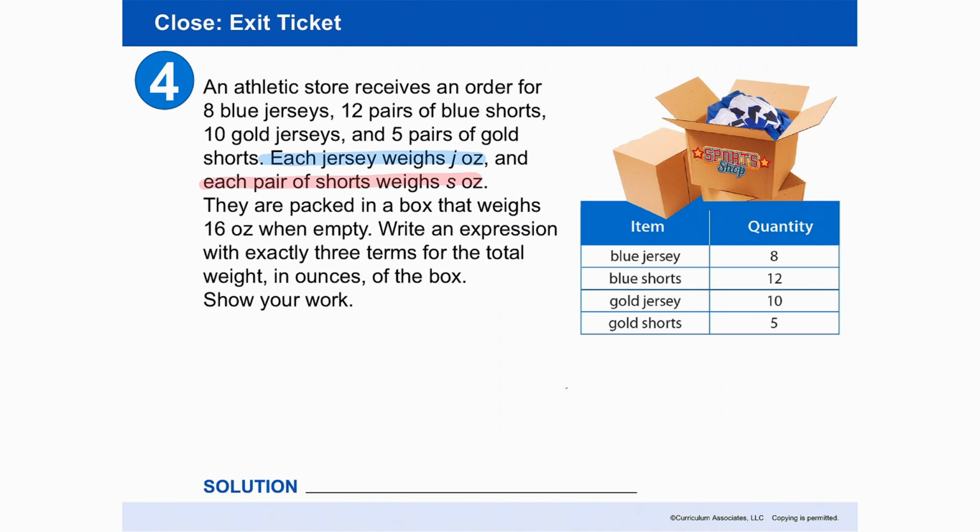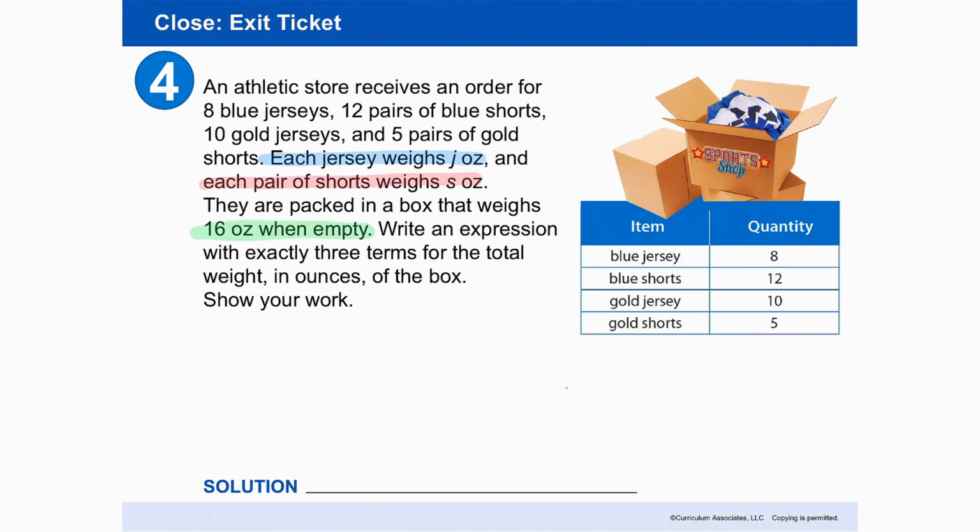Okay. They are packed in a box that weighs 16 ounces when empty. So there's our last term that we need to add. Okay, so we're trying to put the weight of everything together. So we know we're going to have jerseys, shorts, and then the weight of the box. So we're going to have 3 terms when we're done.